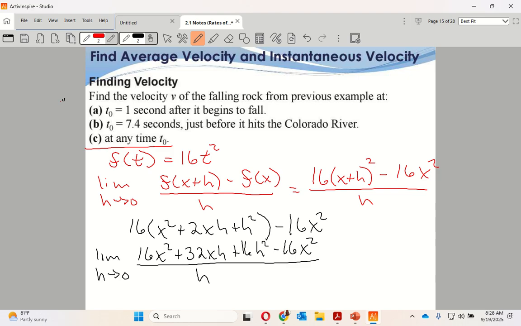The whole purpose of doing this is this part right here. What's going to happen to my 16x squareds? They cancel out, so that goes away. And what's my favorite thing to do? Factor it out. I factor out h, and I'm left with the quantity 32x plus 16h, all over h.